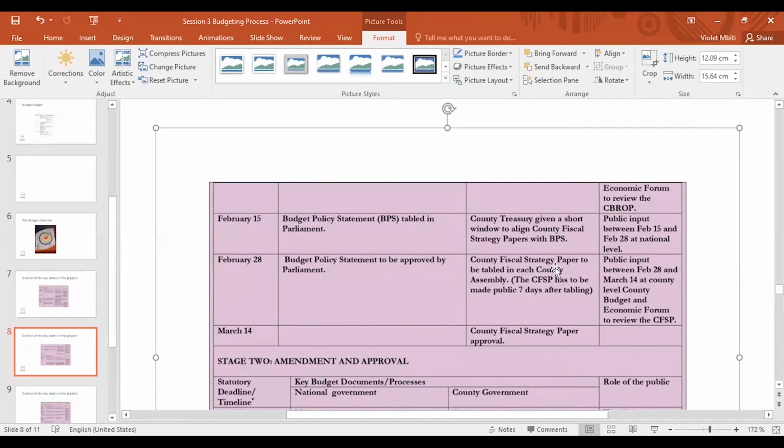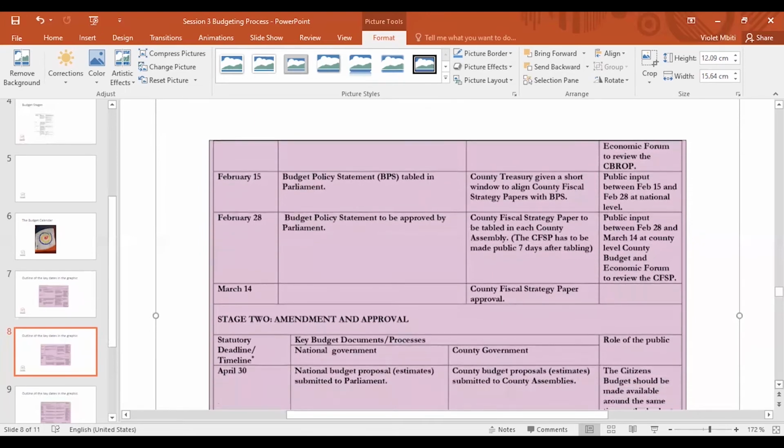At the county, the fiscal strategy paper is to be tabled in each county assembly. The CFSP has to be made public 7 days after tabling. Public input, now where your role is, public input between February 28th and March 14th at county level, county budget and economic forum to review the CFSP, okay? And then March 4th, that is where you find that the county fiscal strategy paper is made for approval, all right? So after that, we now go to stage 2, which is amendment and approval, all right?